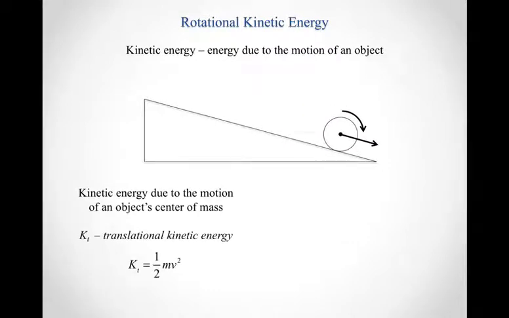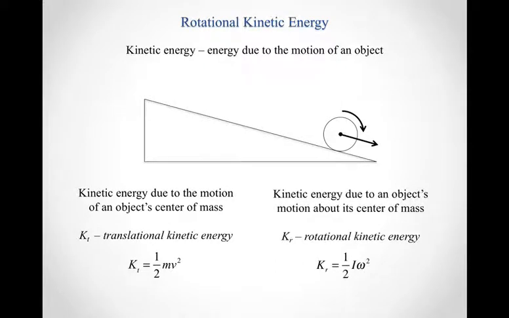And so the first of these, the kinetic energy due to the motion of an object's center of mass, that is what we've been dealing with. That's our 1/2 mv squared. We're just going to relabel that as the translational kinetic energy. That's the kinetic energy due to center of mass motion. The second type of motion we can have is kinetic energy due to an object's motion about its center of mass. So this is rotational kinetic energy.